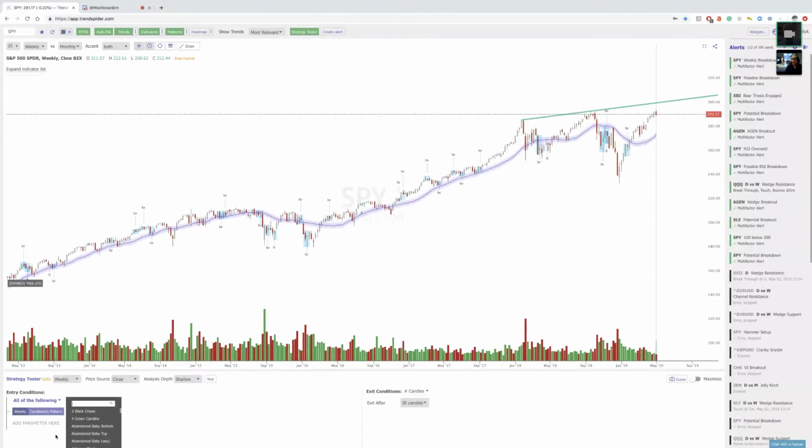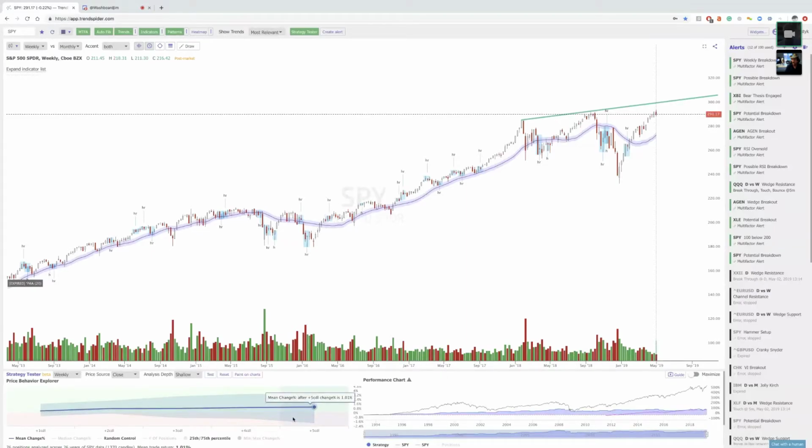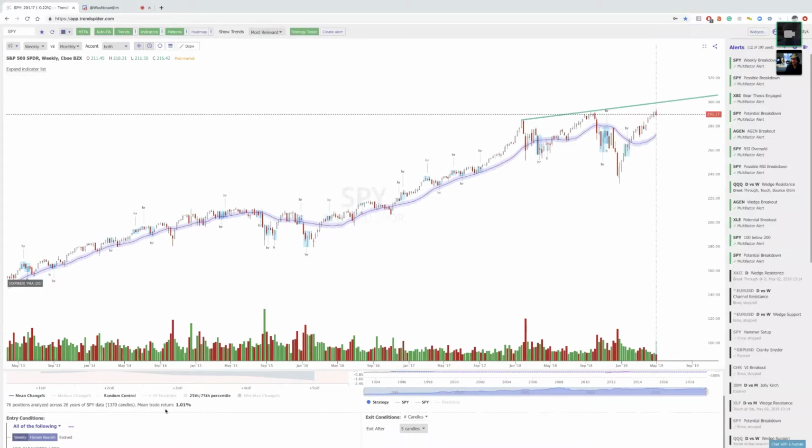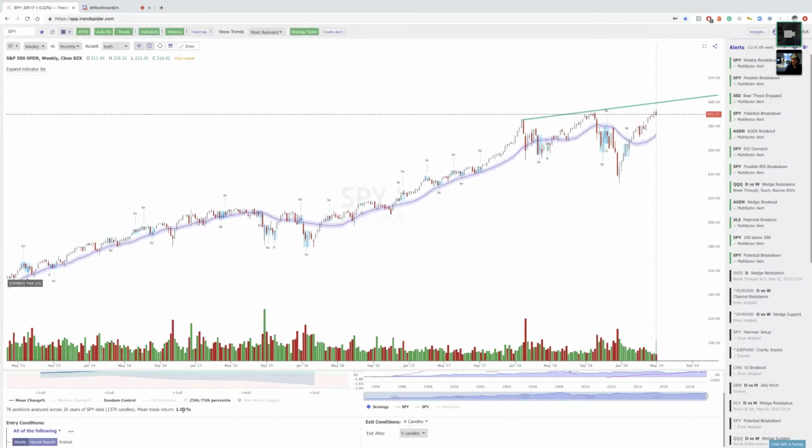So in this case, we do the candlestick pattern, we do the harami bearish. And we could test it after, let's do 5 candles, so after 5 weeks. And so we can test that and then see what the average return is. So in this case, the bearish harami hasn't been that bearish. The mean return is 1%.